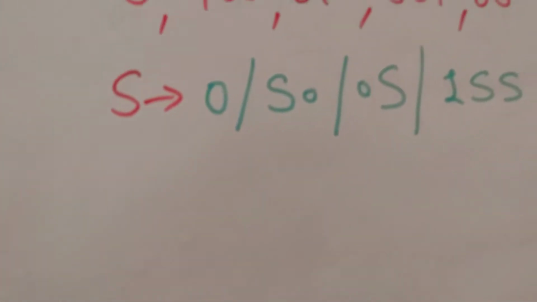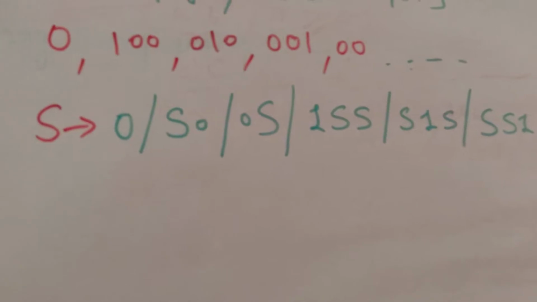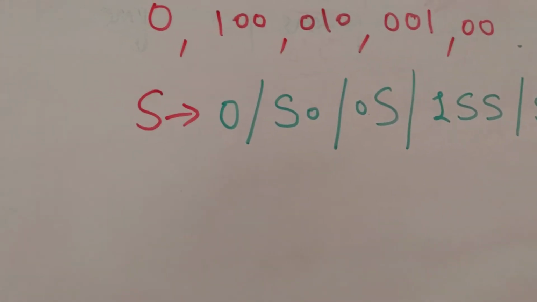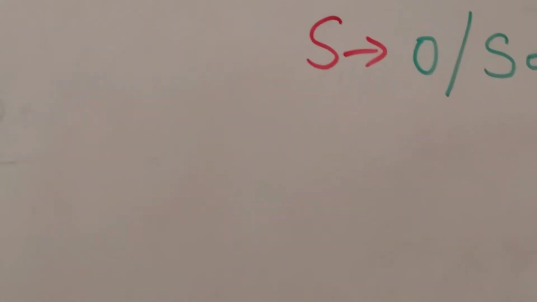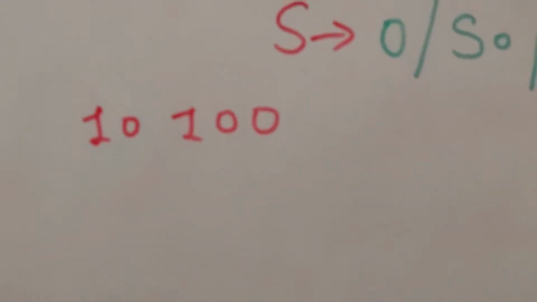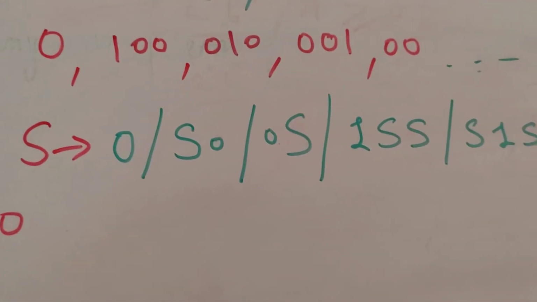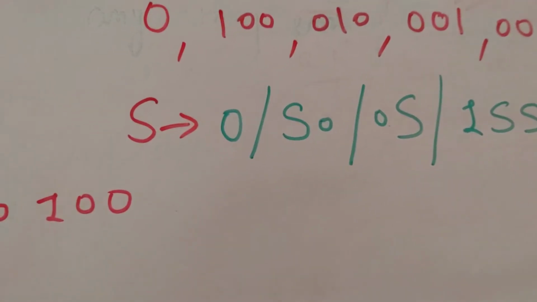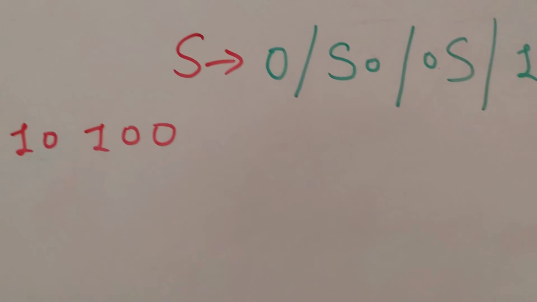Now we are using these production rules, and using these production rules we want to derive some strings. So suppose I am taking the example of a string which is 1, 0, 1, double 0. Now this is my string which I want to derive from these production rules. Okay, so first of all I'll have to start with the starting symbol.